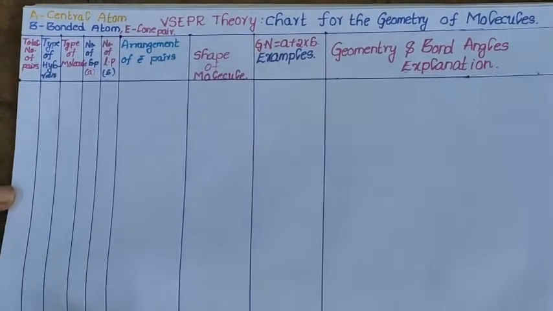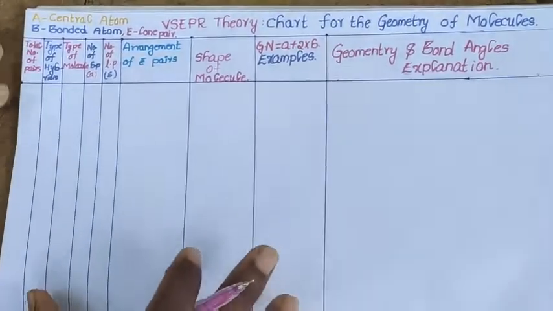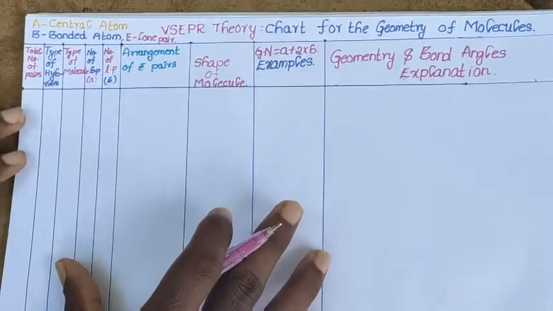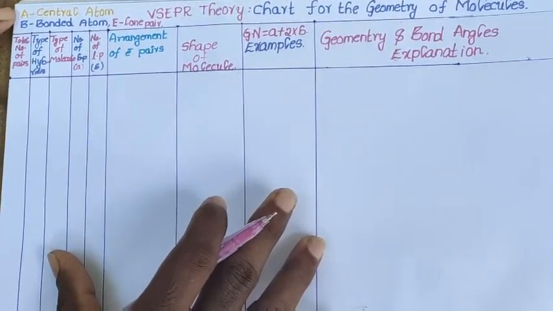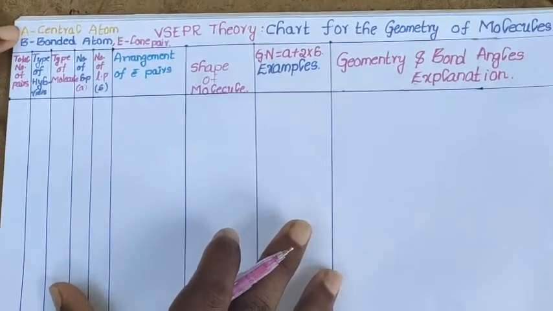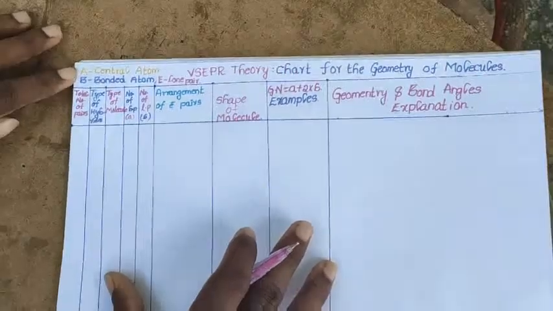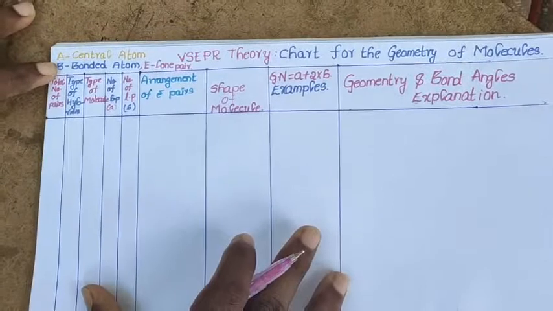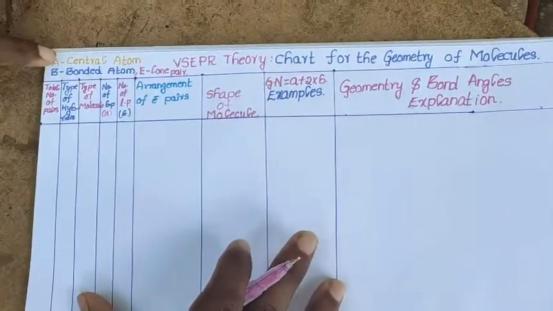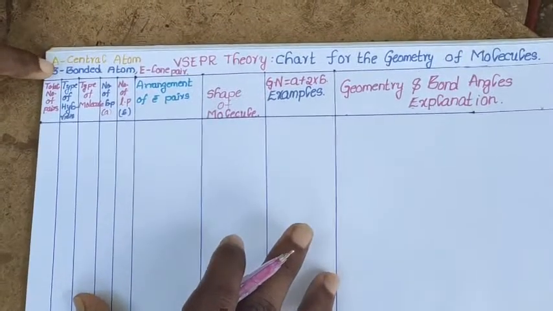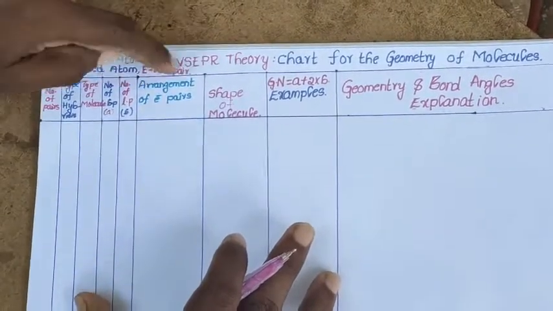Okay students, before we explain these points, first understand these terms. A means central atom, B means bonded atom, E means lone pair. Do you understand? A means central atom, B means bond atom, E means lone pair.